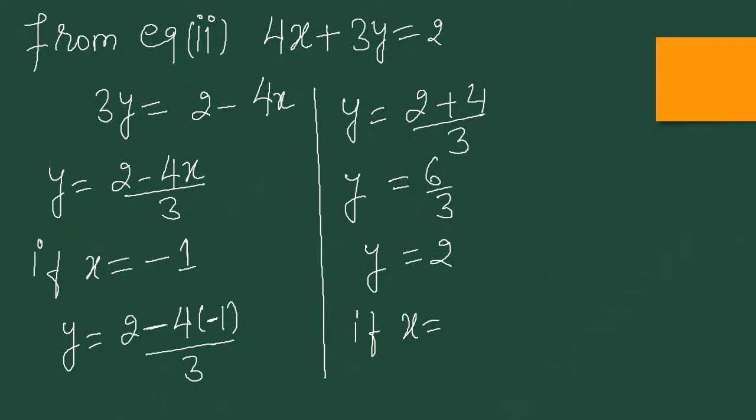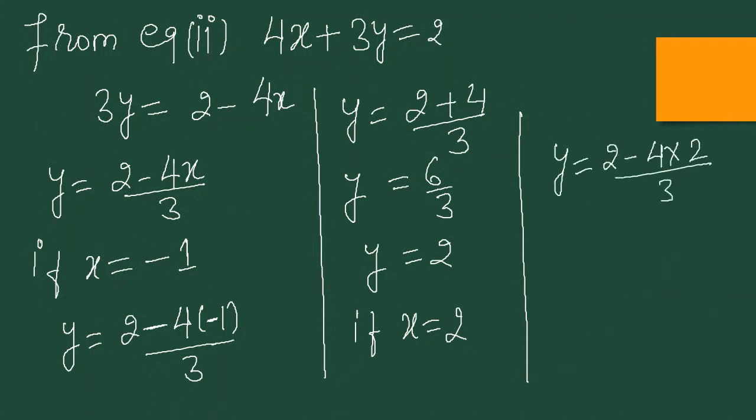Okay, the x value I want to take. We cannot take 1, we can take 2. So what would come here? 2. So again I am explaining, y is equal to 2 minus 4 multiplied by 2 upon 3. So here 2, 4 2s are 8 upon 3. So minus 6 upon 3. y is equal to, we got minus 2. Okay.